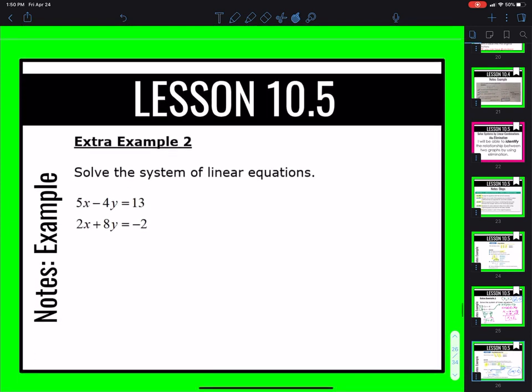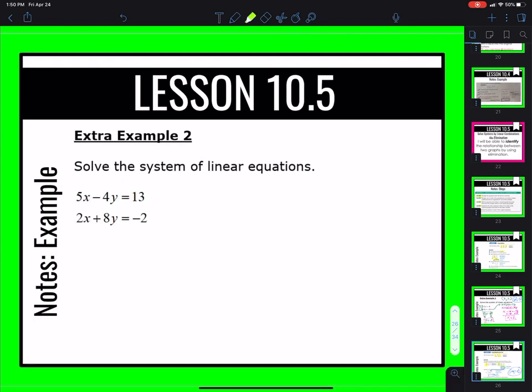Now notice that I have 5x and 2x. I have negative 4y and a positive 8y. I have a 13 and a negative 2. I'm going to work with this set right here to get those to eliminate. What's awesome about this is I only have to multiply one equation.